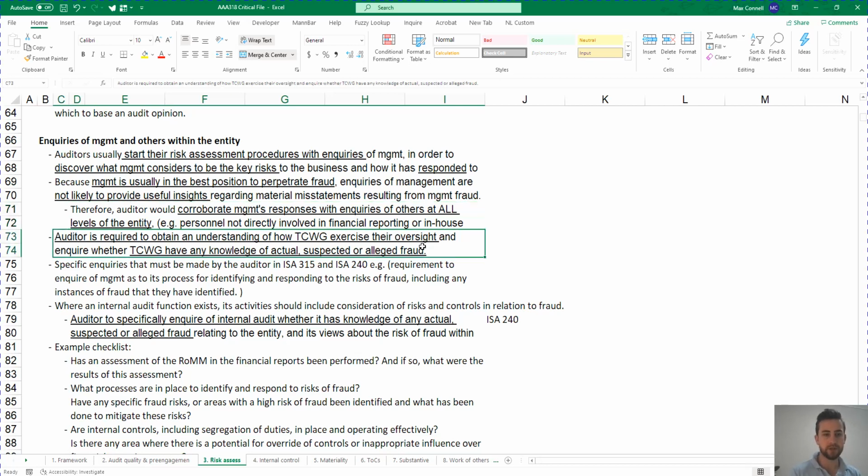The auditor is required to obtain an understanding of how those charged with governance exercise their oversight and inquire whether those charged with governance have actual knowledge of any actual, suspected or alleged fraud.